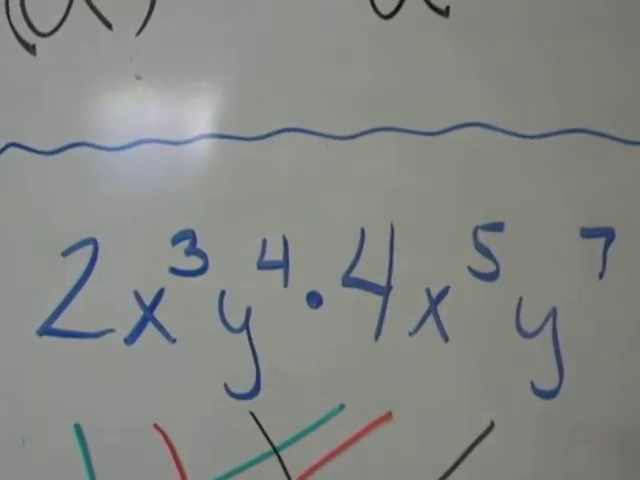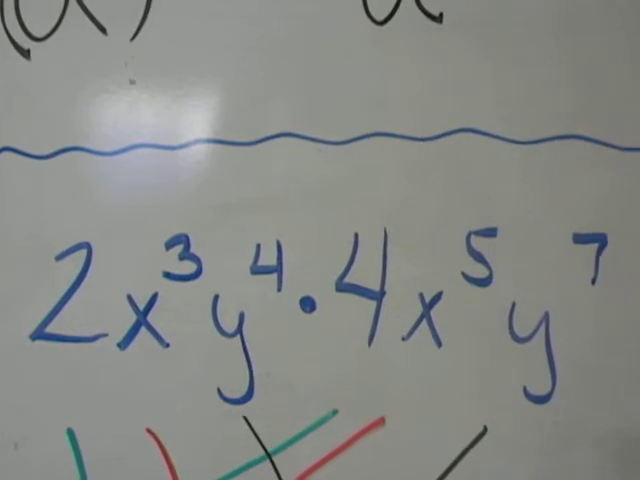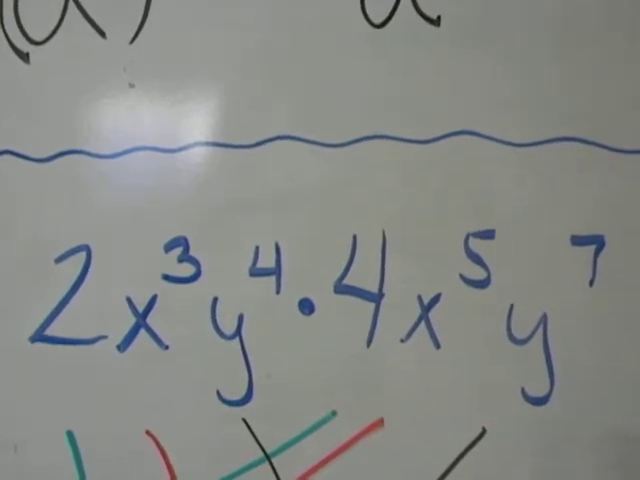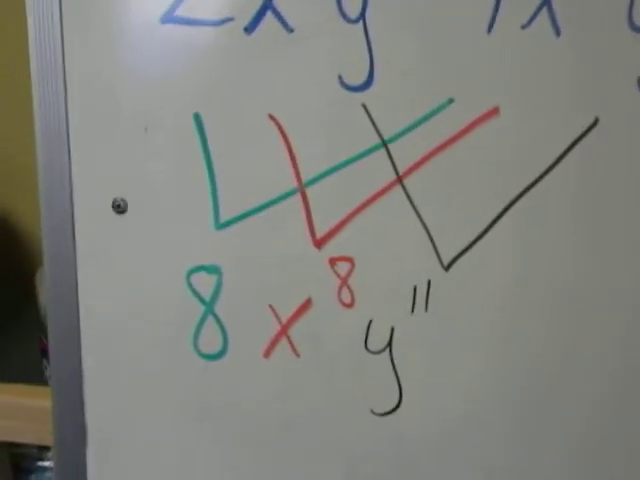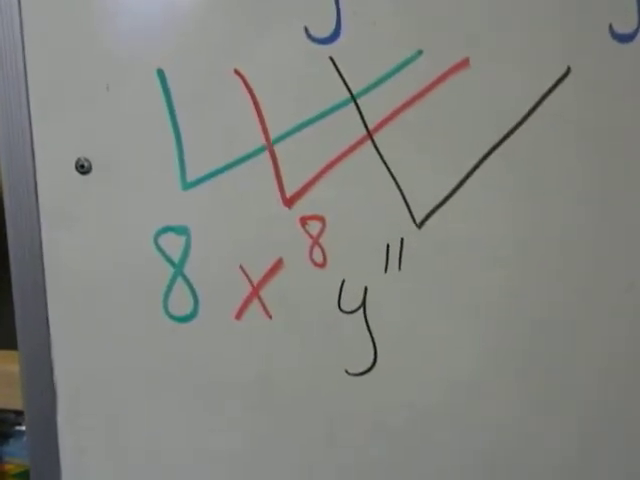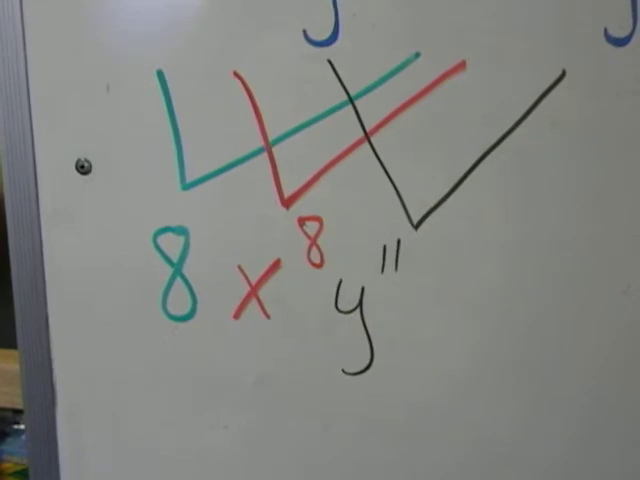And with the y's, which are also common bases, the y to the fourth and the y to the seventh, you will add those exponents. That will give us 8x to the 8th, y to the 11th. That's our final answer.